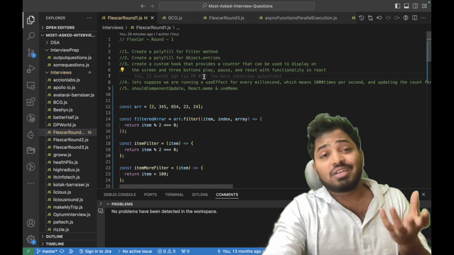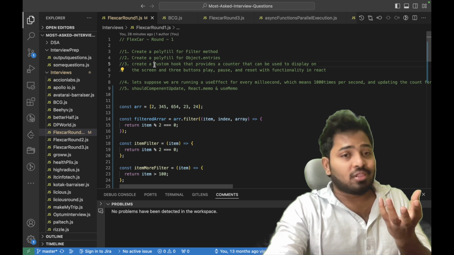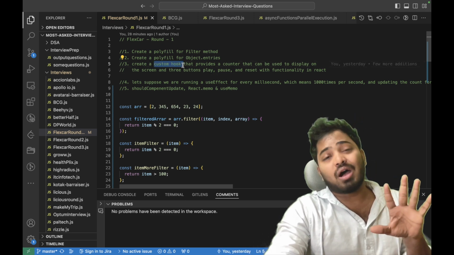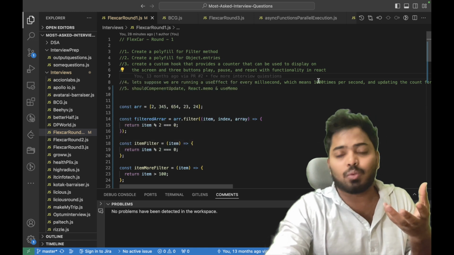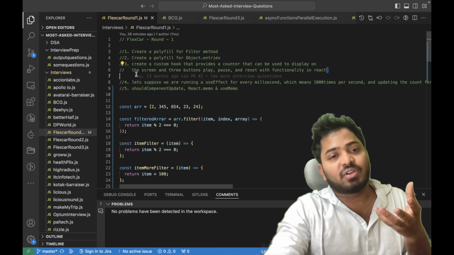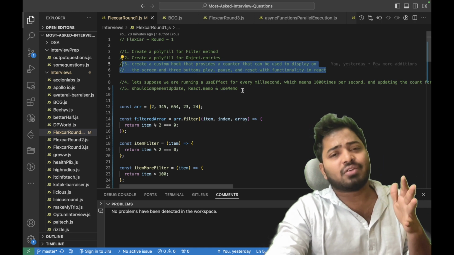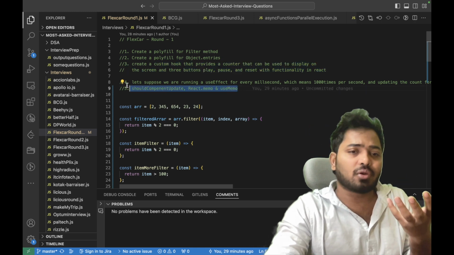The interviewer expected me to solve this with a custom hook. To some extent, I was able to solve it, but not all the functionalities were working as expected within the time frame. Later, the interviewer asked me a few conceptual questions.